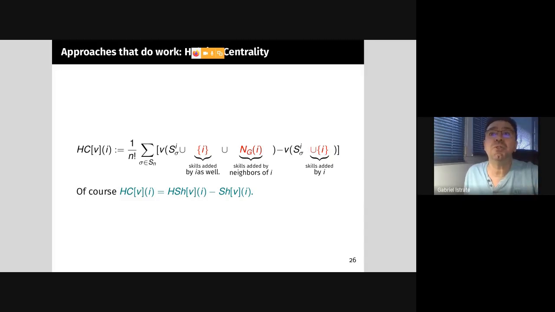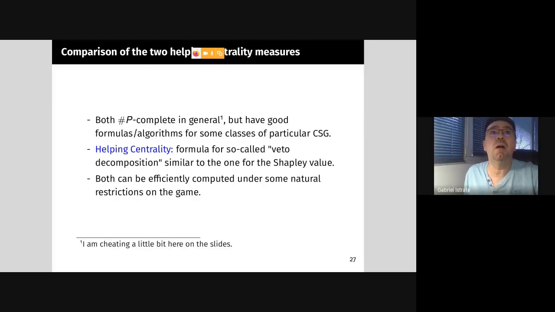So these are my 2 measures. There are some nice results and some not so nice results, but in a certain sense, they do have some properties which are reminiscent of the Shapley value of the ordinary one. They're hard to compute in general, but they can be efficiently computed under some natural restriction on the game.